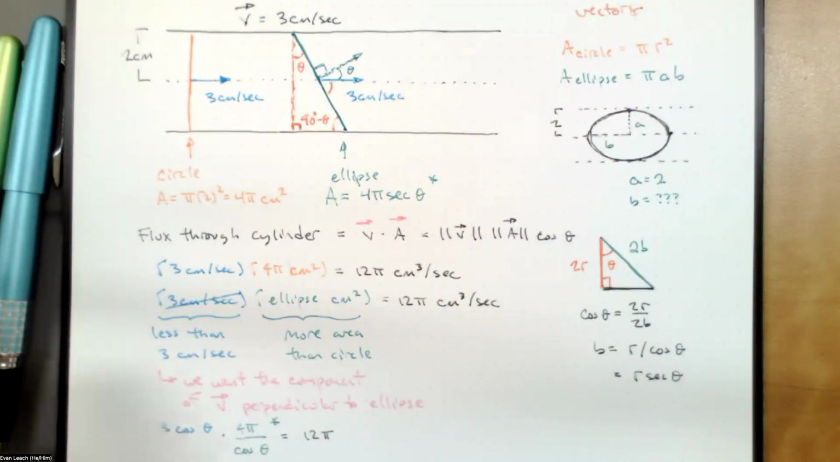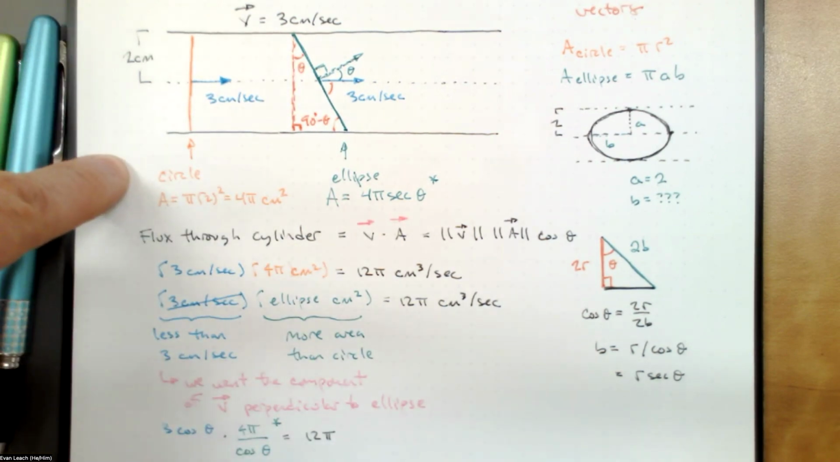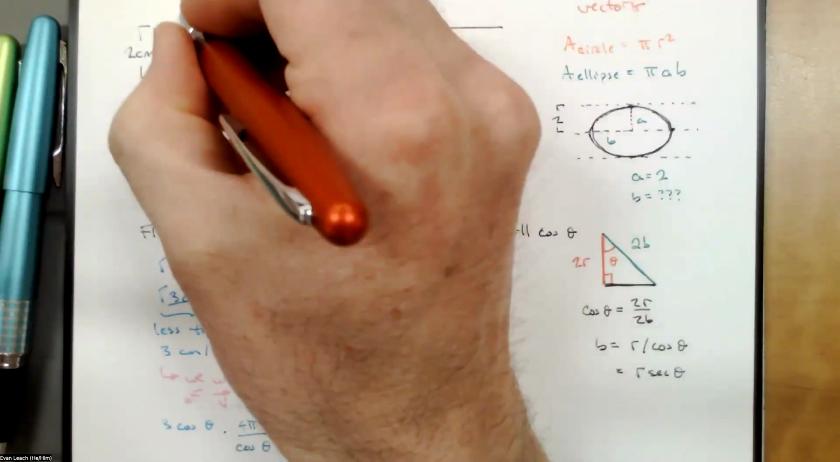This makes sense that theta shows up here. When theta is equal to 0, then we get the circle. And we're getting 100%. Cosine of 0 is equal to 1. We get 100% of the velocity going perpendicular through that surface. So here is where theta is equal to 0.